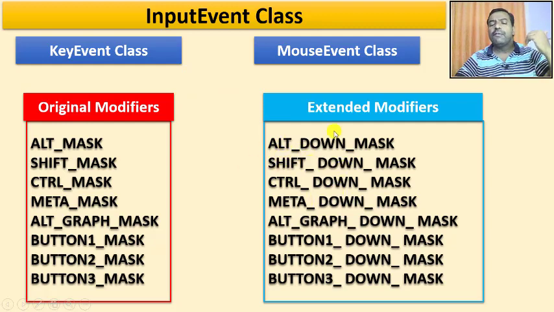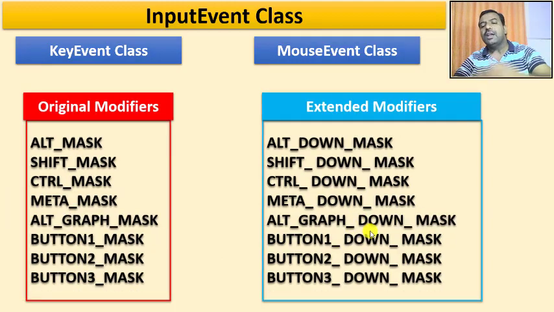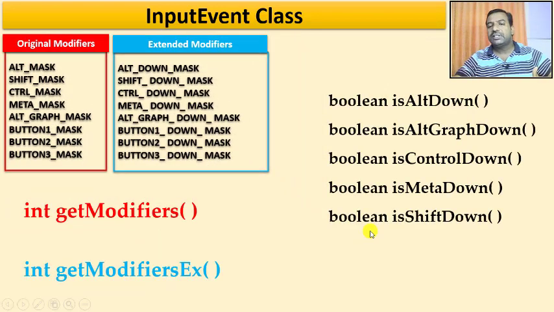Hence, rather than just having this as alt mask, this should be called alt down mask. Whenever you are going to make use of these modifiers, and if you are building any web-based Java application, it is better to use the extended modifier rather than the original modifier. Still this will work, but it's the better way of doing it. For every key, we need to talk about the down state, because by default when I press the key, that is where the action will start.